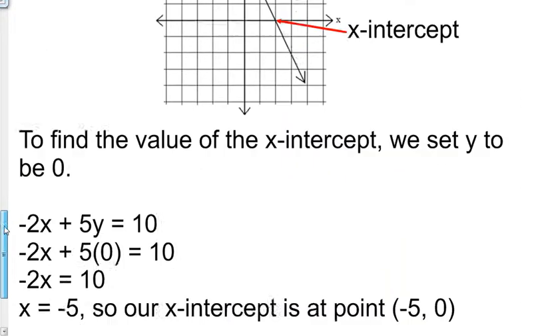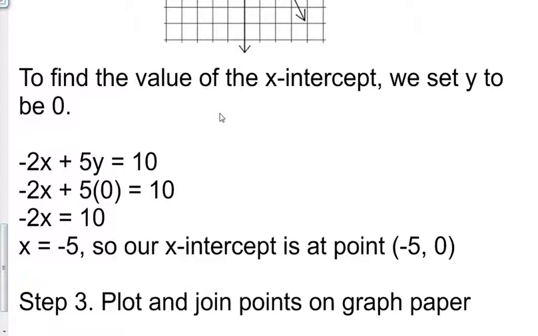To find the value of the x-intercept, set y to be 0. Negative 2x plus 5 times 0 is equal to 10. Negative 2x is equal to 10. So our x-intercept is at the point negative 5, comma 0.